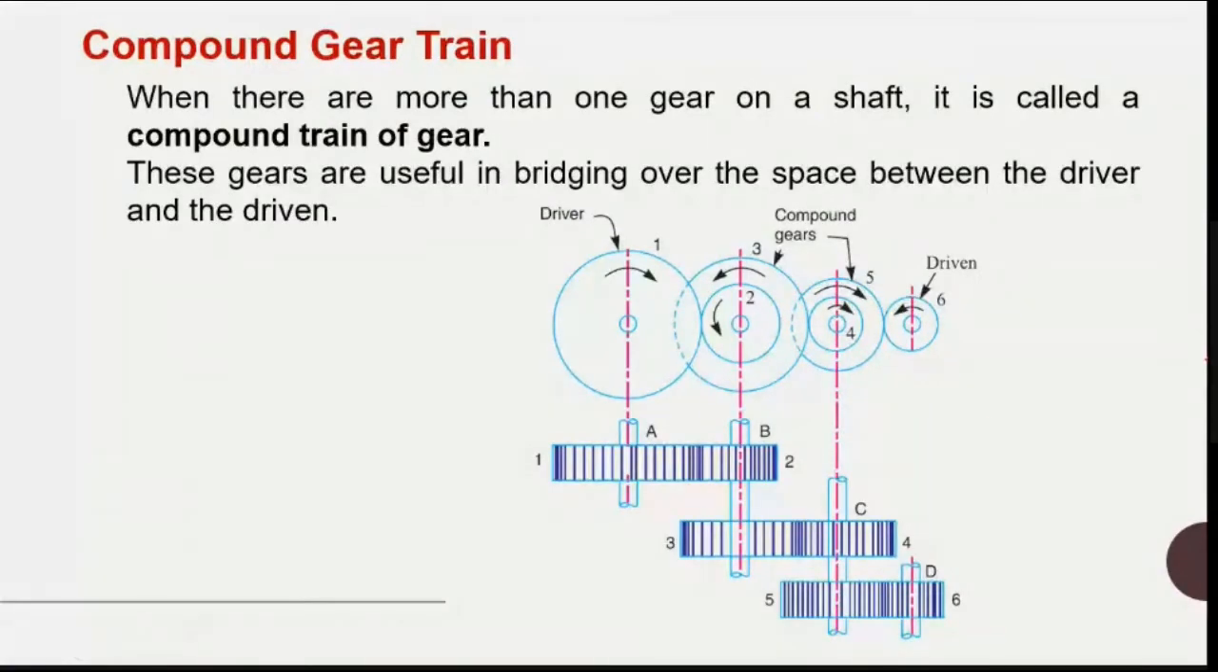It is not only two; even if there are three, four, five gears, when it is more than one gear on a shaft, then we call that a compound gear train. Okay. So what is the advantage here? Can you guess what will be the advantage for this particular gear train?